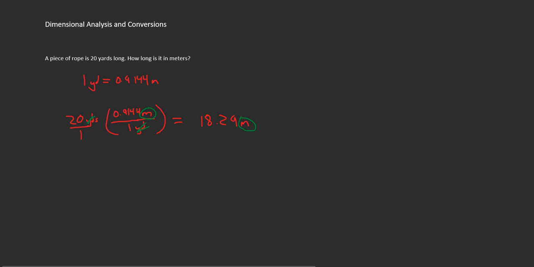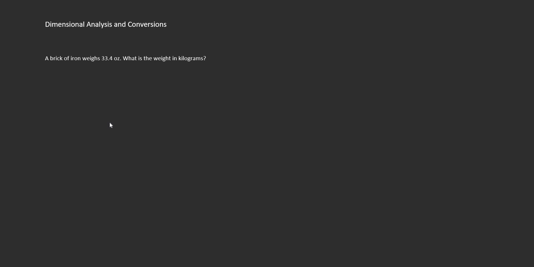So hopefully that was pretty intuitive. But like I said, you won't really get a question like this in actual chemistry. But this is just to set you up to think about how you can do conversions and dimensional analysis. Let's do one more, a little more complicated this time, because often your dimensional analysis will have many steps involved in it, so multiple different conversion factors. We're given that a brick of iron weighs 33.4 ounces. What is the weight in kilograms?